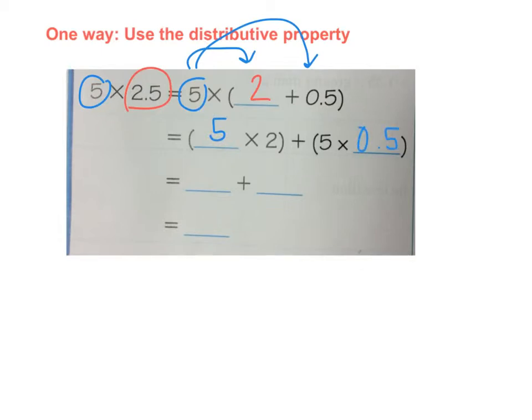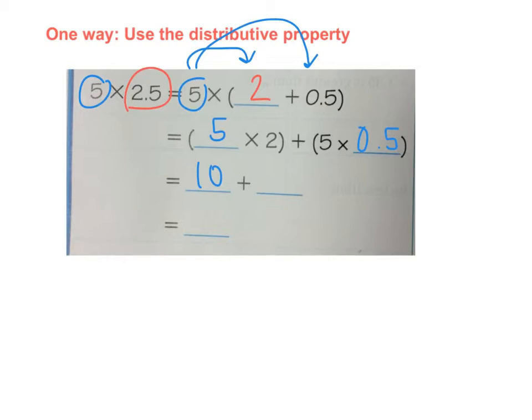Now let's multiply. What's 5 times 2? 10. What's 5 times 5 tenths? How can we do that? What strategies do we have that could help us multiply 5 times 5 tenths? What could we do? Arushi? You can use a quick picture. Let's try that. How many groups of 5 tenths do I need to draw?